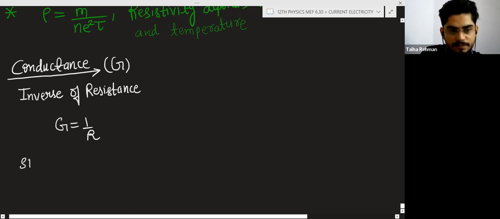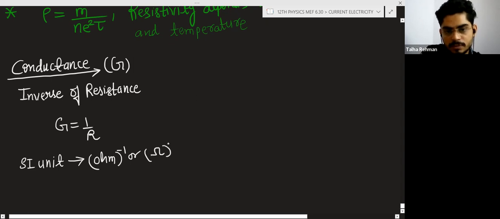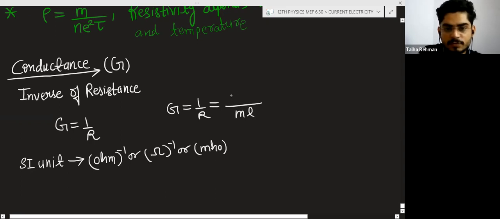The SI unit will be 1 upon ohm, meaning ohm inverse. You can write ohm inverse, or the unit of conductance is also written as mho, the reverse of ohm. You can also write G in terms of G is equal to 1 by R, and we know the formula of R, ml upon n e square tau.